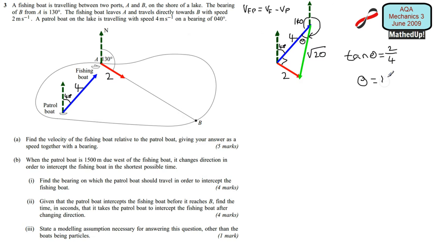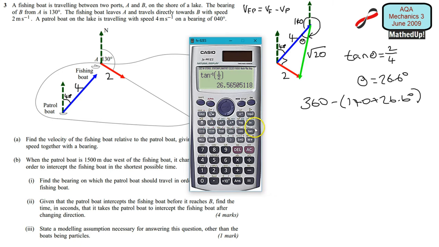That's going to be 26.6 degrees. Okay, so if I do 140 plus 26.6 and I take that away from 360, that's going to tell me my bearing. So I've got 360 take away 140 plus 26.6 degrees. That tells me I've got a bearing of 193 degrees.